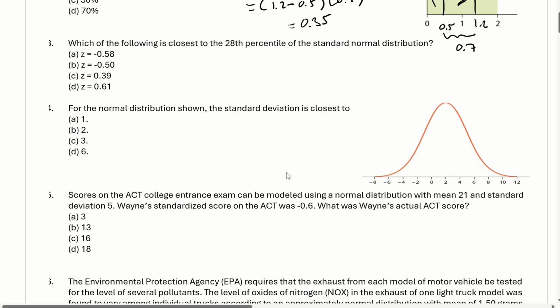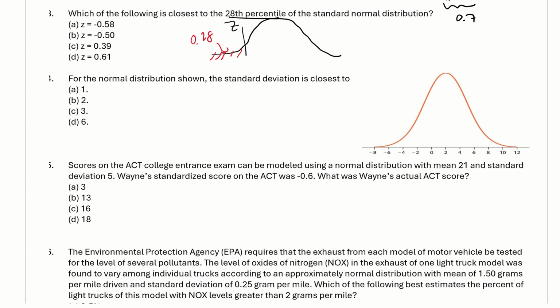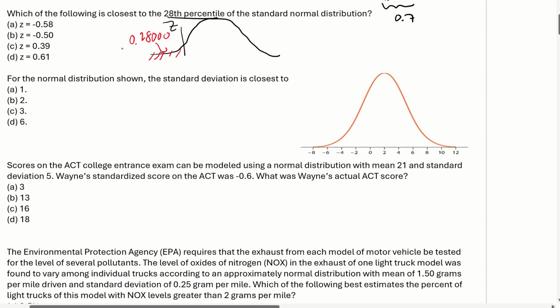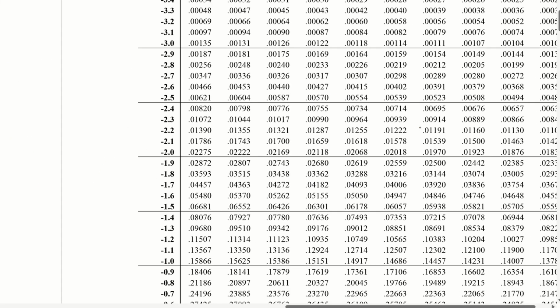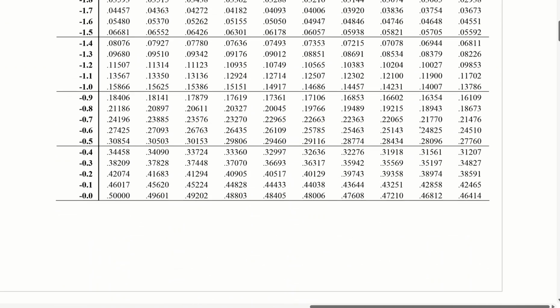All right, so now let's look at number 3. Which of the following is closest to the 28th percentile of the standard normal distribution? So if we have the standard normal distribution, we have to figure out what the z-score is so that the area on the left is 0.28000, as close to that as possible. So percentile is area to the left, recall. So we want 0.28000. This is where we use the z table. We want the area to be 0.28000.